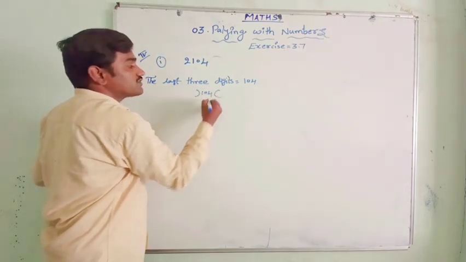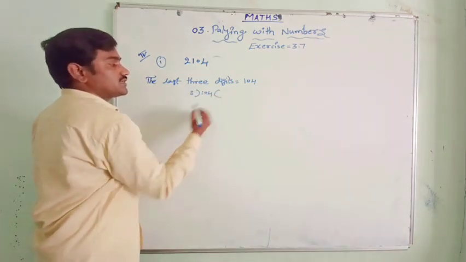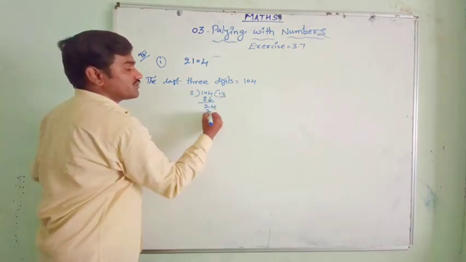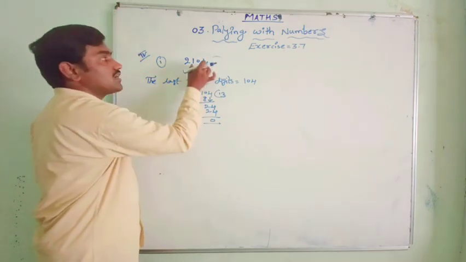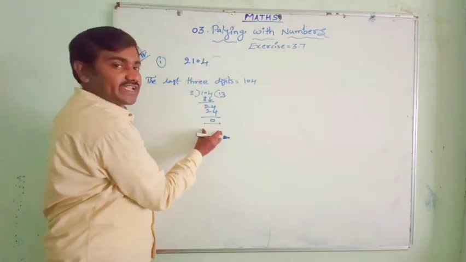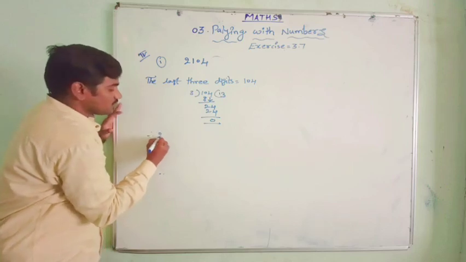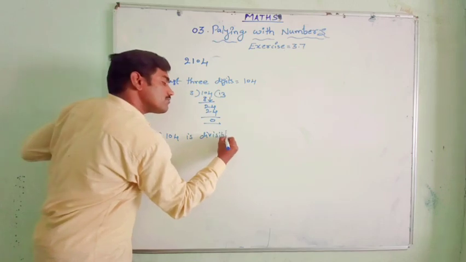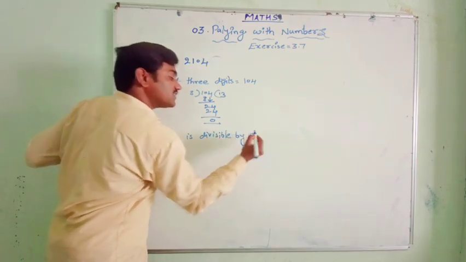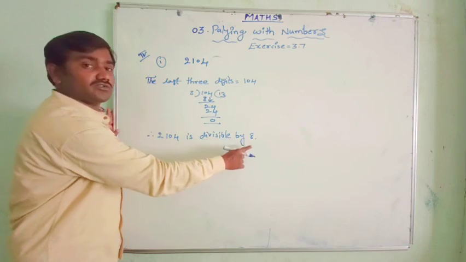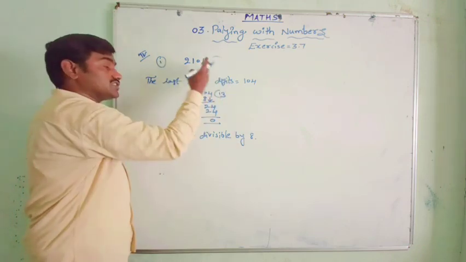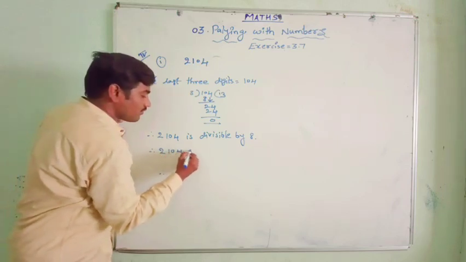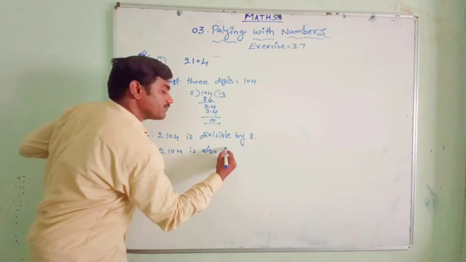Is this 104 divisible by 8? Yes. 8 ones are 8, 2 left, 24. 8 threes are 24. Yes, the last 3 digits are divisible by 8. Hence, here 2104 is divisible by 8. If a number is divisible by 8, we do not need to check, it's also divisible by 4. Hence, we can also write 2104 is also divisible by 4.